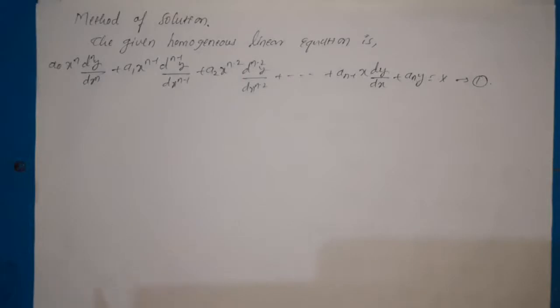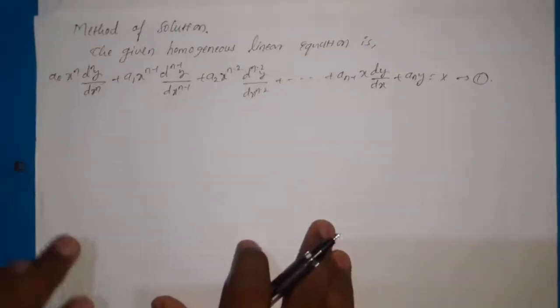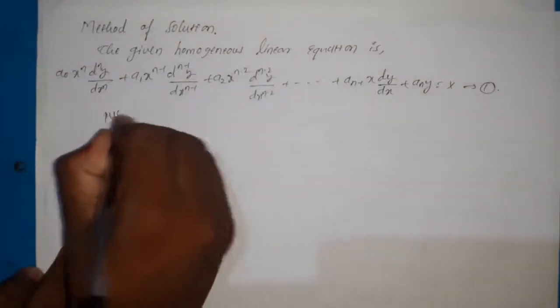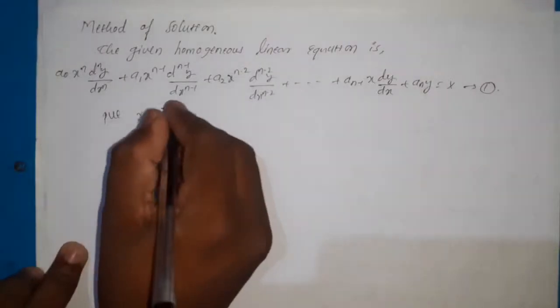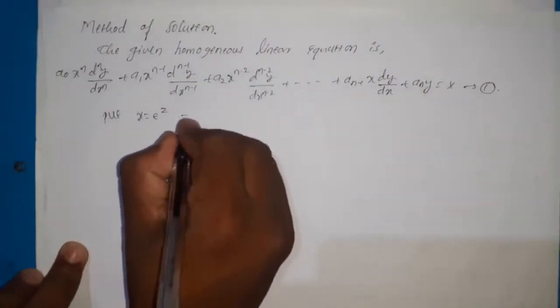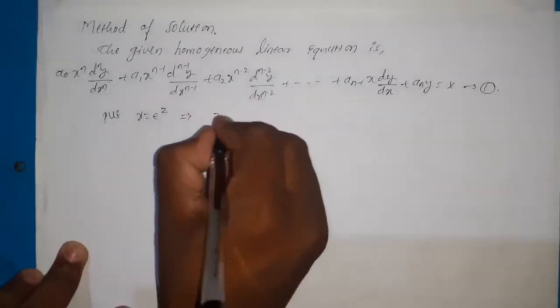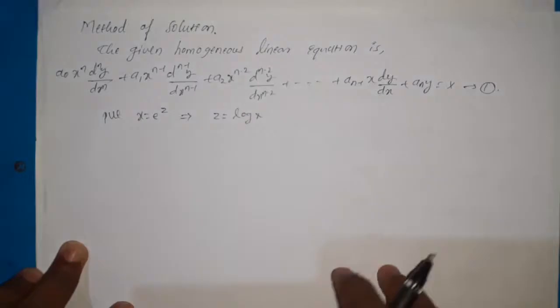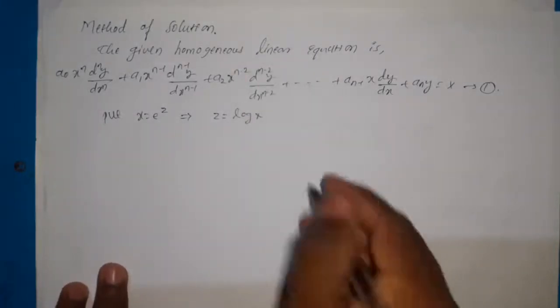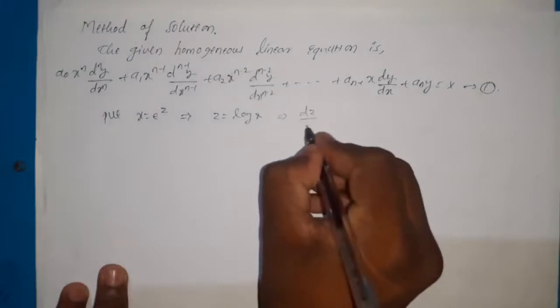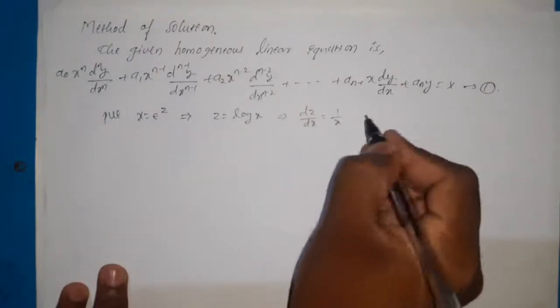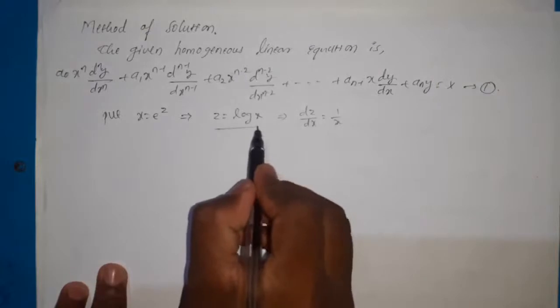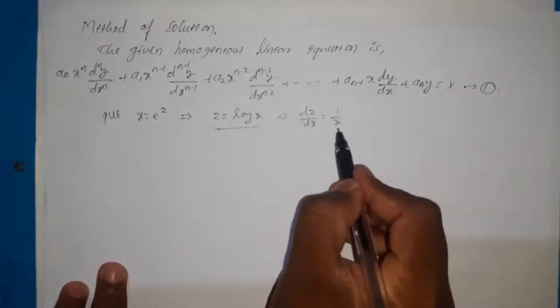So now to solve this homogeneous equation, we are using one substitution. That substitution is fixed for each and every differential equation of this unit. So here to solve any equation, first we need to put x equal to e power z, or we can write z equal to log x by using the definition of logarithm. Then it implies that dz by dx is equal to 1 by x.